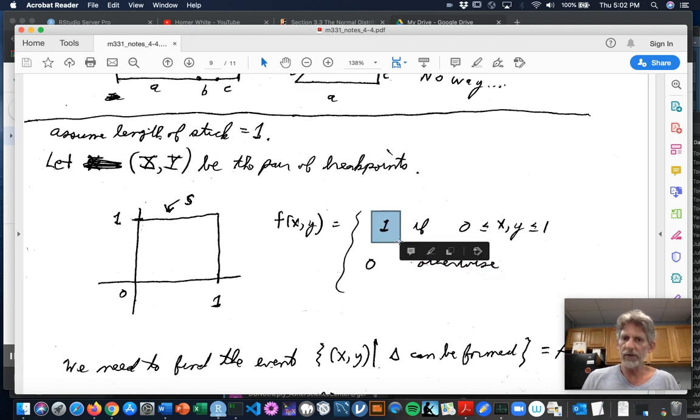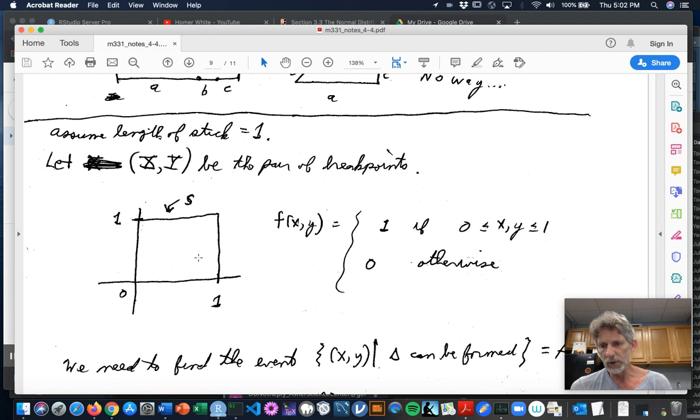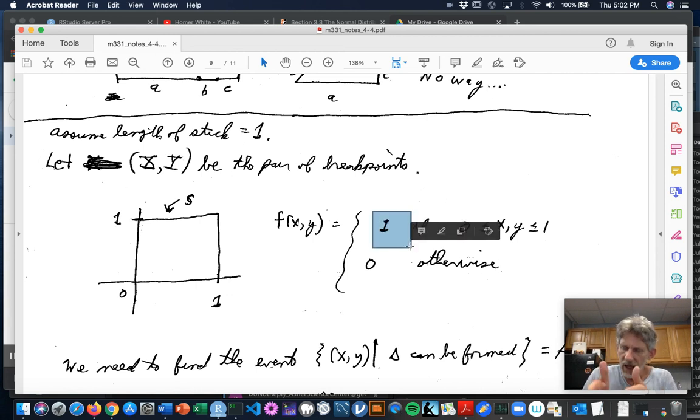Now, why do I say it's going to have to be a 1 there inside the square? Well, any pair of breakpoints would be equally likely because each breakpoint is equally likely to be anywhere between 0 and 1, independently of each other. So there ought to be a constant height for your PDF. If it weren't a constant height, there would be some parts of the square where your ordered pair would be more likely to land, and other parts less likely. But it's supposed to be equally likely. So we need a constant there.